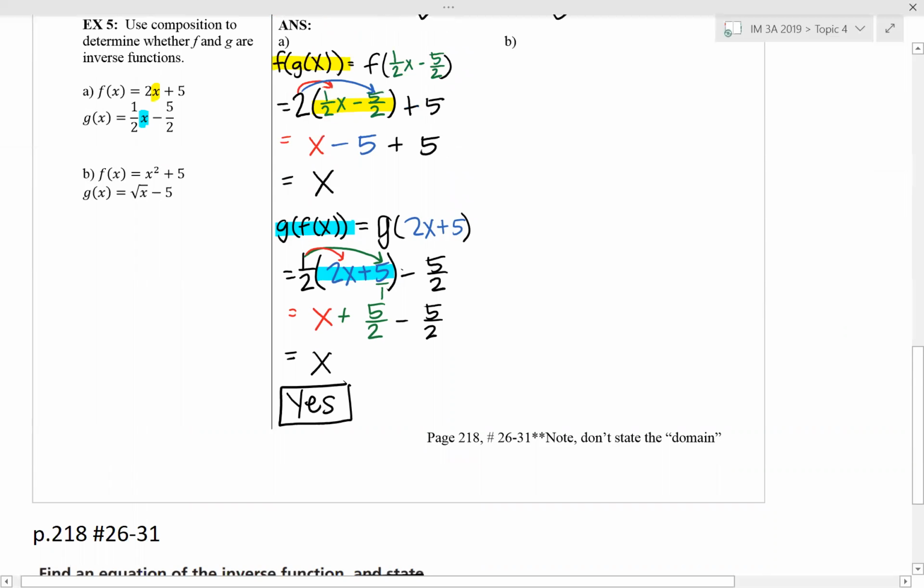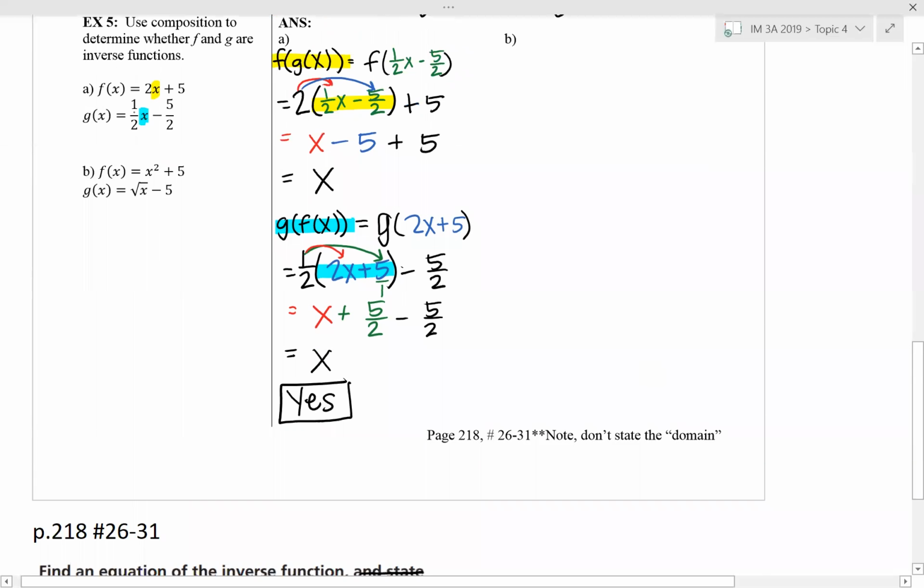So again, even though it looks like they should be inverses, because I have dividing by 2, multiplying by 2, and then adding 5, subtracting 5, I have to check to make sure that if I compose both the functions within each other, they equal x as a result. So for B, I'm going to go through the same process. I'm going to start with f of g of x, and my goal is that that equals x.